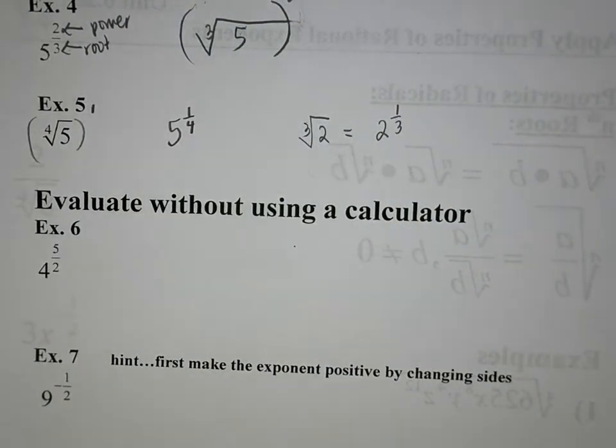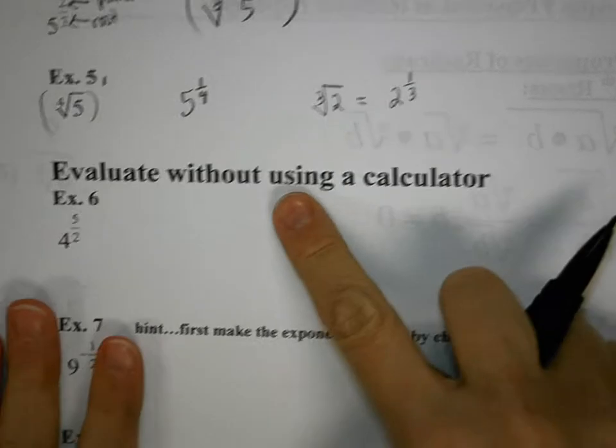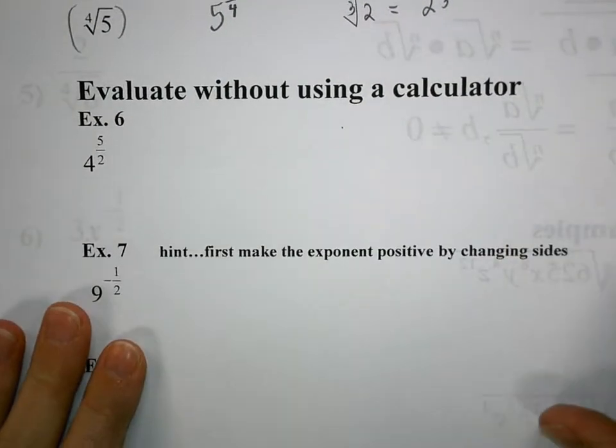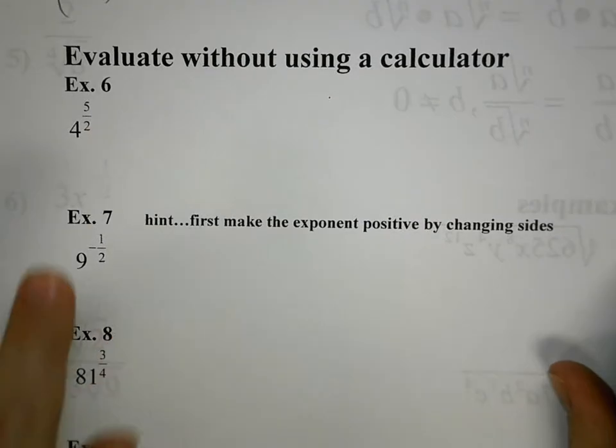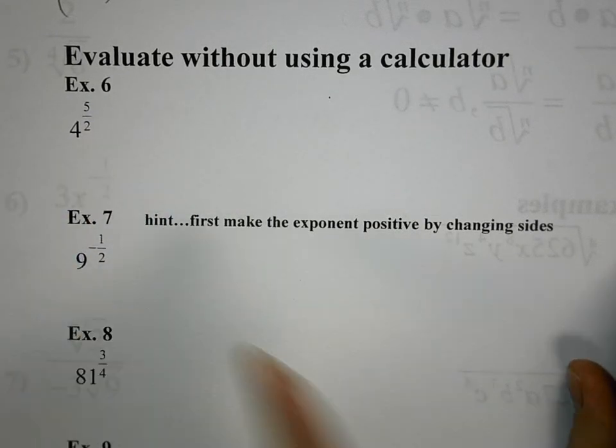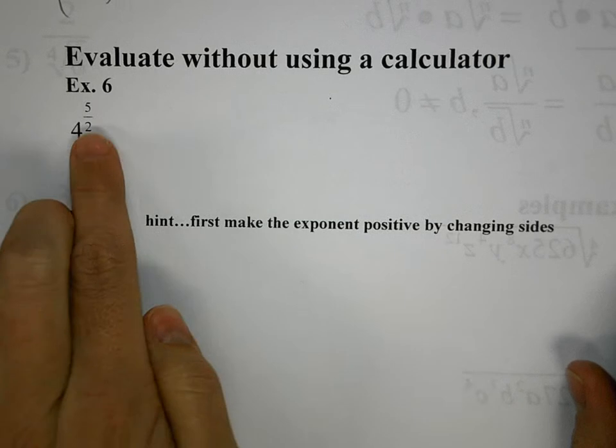Okay, good. All right, this says evaluate without using a calculator. So we need to change this into root form. You have 10 seconds to write this in root form.